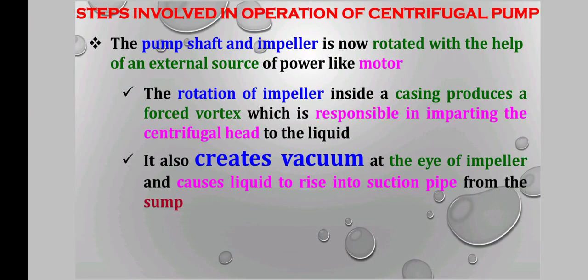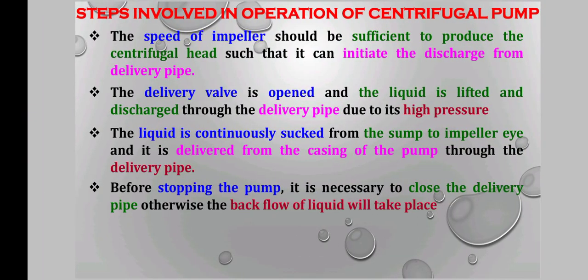The pump shaft and impeller are now rotated with the help of an external source of power like a motor. The rotation of the impeller inside a casing produces a forced vortex which is responsible for imparting the centrifugal head to the liquid. It also creates a vacuum at the eye of the impeller and causes liquid to rise in the suction pipe from the sump of the pump. The speed of the impeller should be sufficient to produce the centrifugal head so that it can initiate the discharge from the delivery pipe.